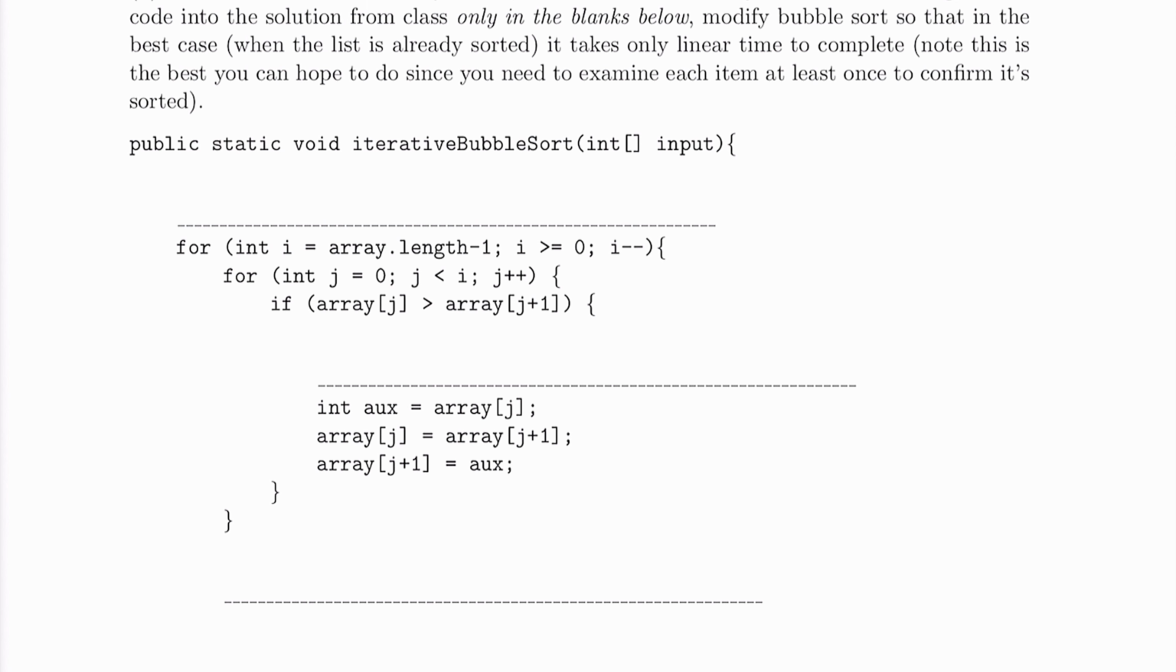So this is a learning experience here. So we're saying this is the best we can ever hope for, since to ensure that a list is sorted, we have to examine every item. So let's think for a second how bubble sort works. Bubble sort, like we said, goes through and looks at pairs of elements and checks to see if they're out of order.